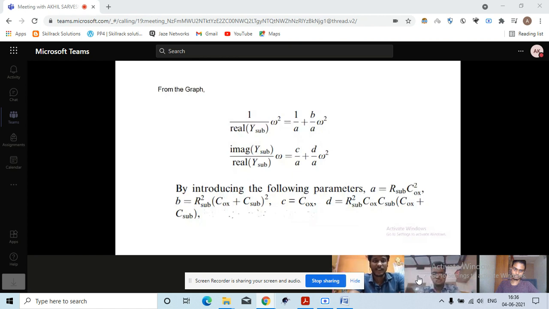So m, the slope, will be 1 by a, and the intercept will be b by a. Similarly, for the second graph we did it for imaginary by real values. In this the slope would be c by d, and the intercept would be d by a, and below we have all the values corresponding to a, b, c and d. Next.